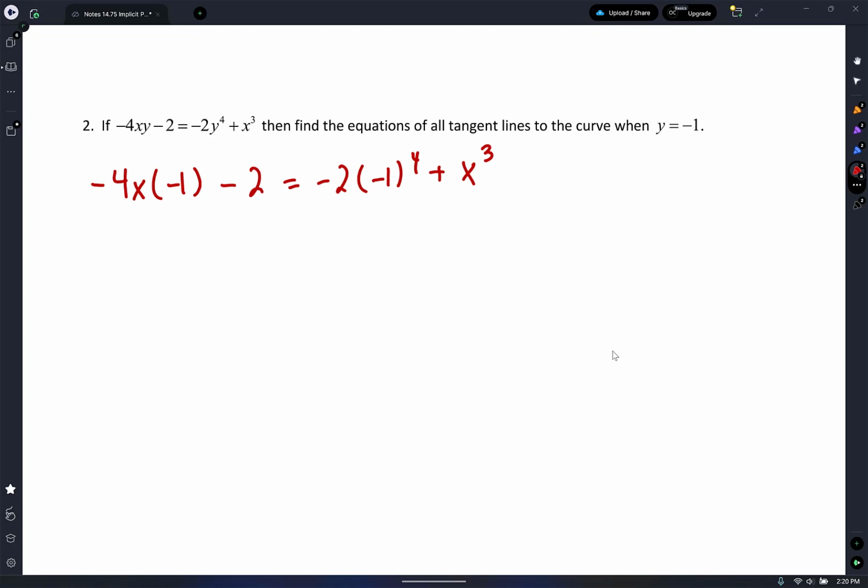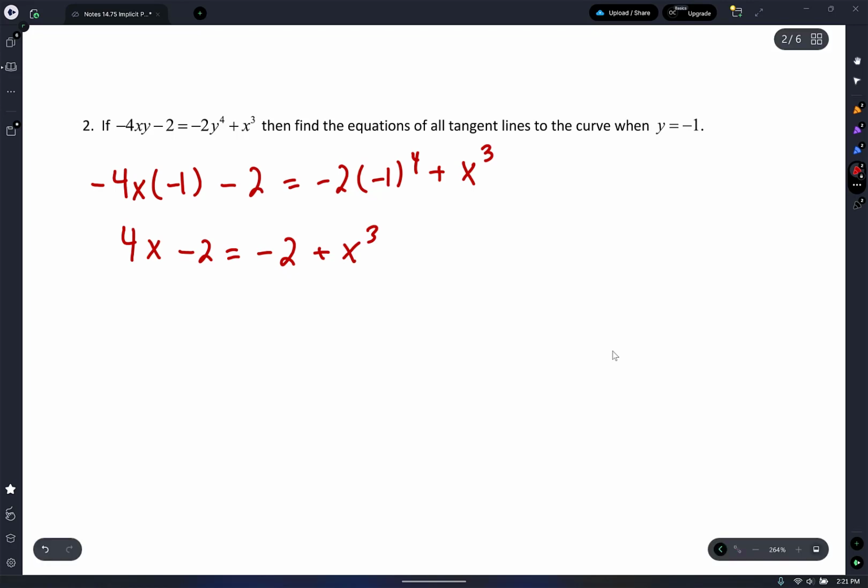Are we okay so far? I haven't done anything crazy, have I? Okay, so let's see. Negative times a negative. 4x minus 2 equals, that negative 1 to the fourth is going to turn to a positive. So 1 times negative 2 is negative 2 plus x cubed. I can see that those negative 2's zero out. Plus 2 plus 2. Do you guys see that?